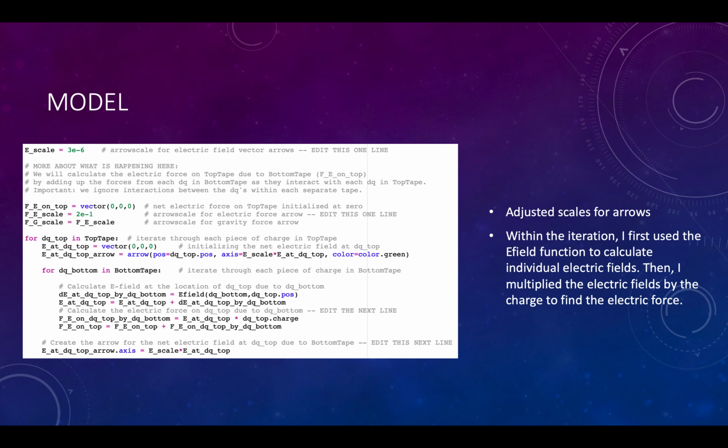And then in the iteration for loop, which is the very important part, what I'm basically doing is iterating through each individual separated piece of tape that I have, and the n is 20 in my case. So I'm finding the electric field for each part, and then I'm multiplying the electric field by the charge to find the electric force, and then I'm summing it at the end to find the net electric force, sorry.